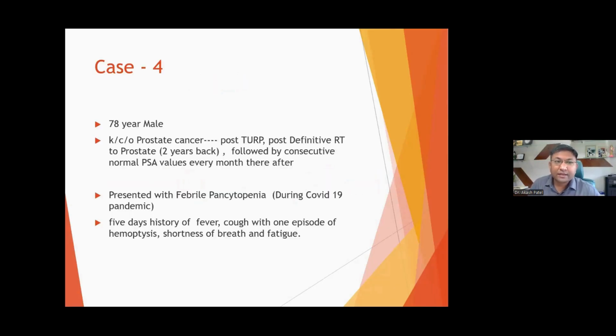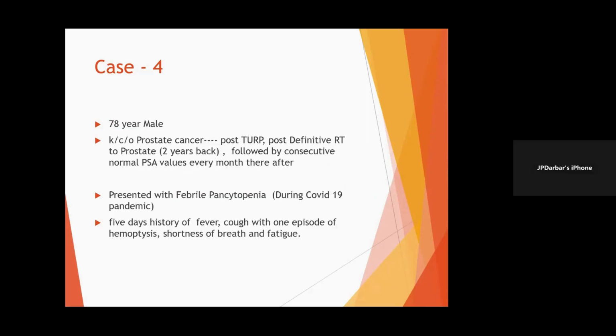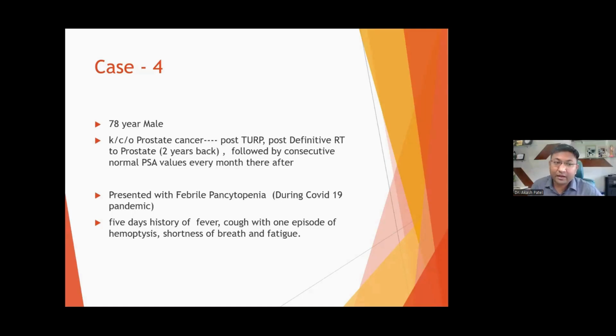So coming to our last and fourth case, a very interesting case, a 78-year-old male with a previous history. Again, the previous history is very important in each and every case. He was diagnosed with prostate cancer, post-TURP, post-definitive radiation to the prostate 2 years back when he presented to our OPD. And then he had a normal PSA value every month thereafter. But he presented with a febrile pancytopenic picture to our OPD during the COVID-19 pandemic.